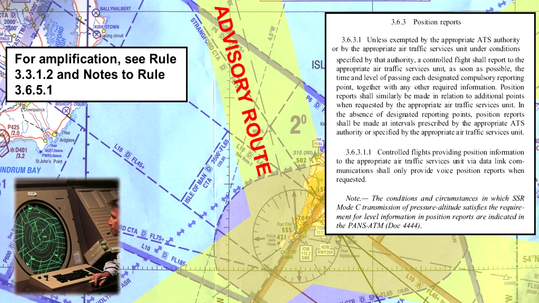The pilot of an IFR flight operating outside controlled airspace, but who is required by the appropriate Air Traffic Services Authority to submit a flight plan and to maintain an air-ground voice communication watch with an Air Traffic Services Unit, for instance, an IFR flight within advisory airspace, is required to report his position as specified in Rule of the Air 3.6.3, applicable to controlled flights. That completes the lesson on the instrument flight rules.